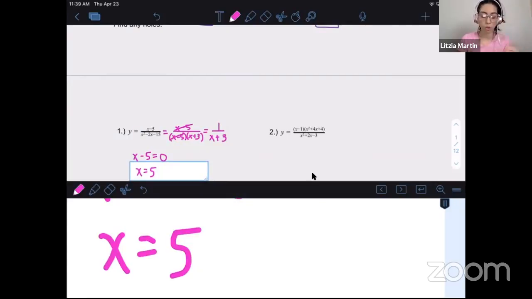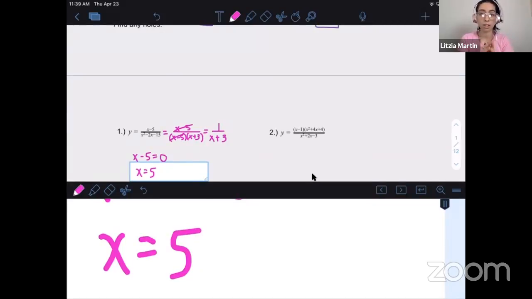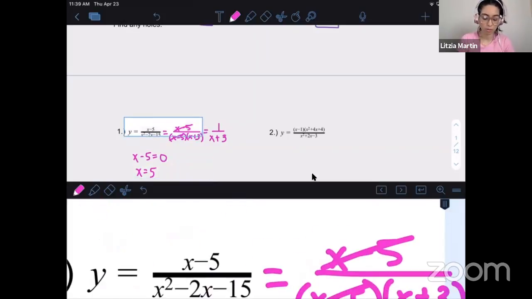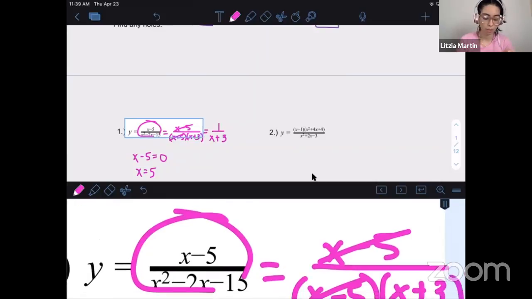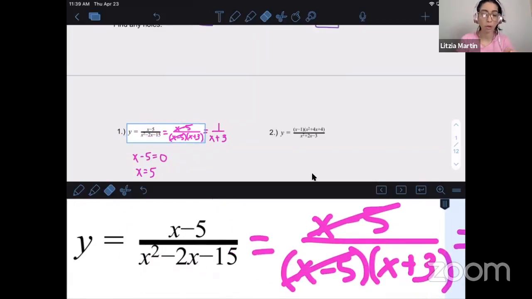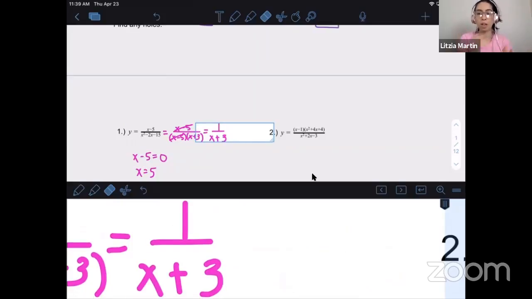So we've got the first coordinate, x is equal to 5. We need the y coordinate. So to find the corresponding y coordinate, you always want to take that x value that you just found, plug it into the simplified equation. Now this is where I see some people making a mistake. They plug it into the original. That's not where you want to plug it into. You want to plug it into the simplified equation. So that's why I went ahead, after I canceled it, I rewrote what I'm left with. So we were left with 1 over x plus 3.